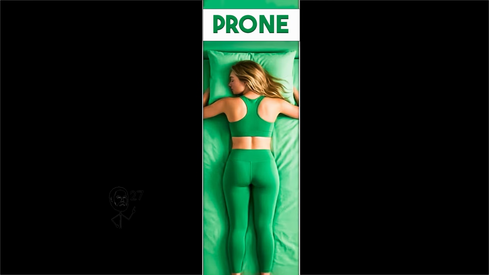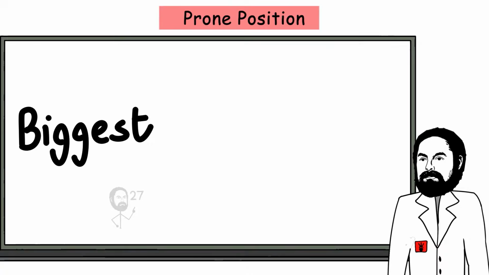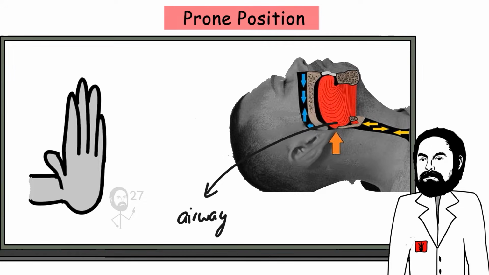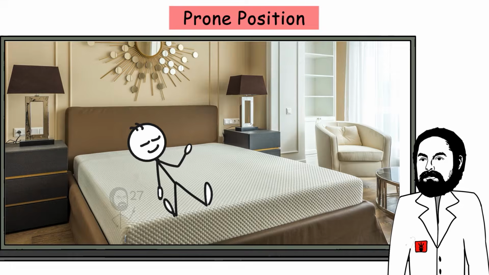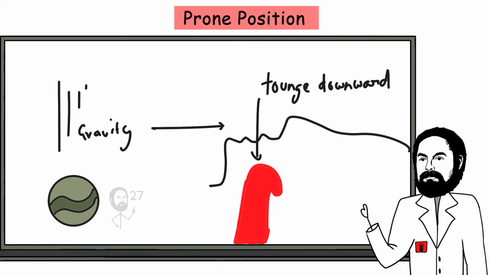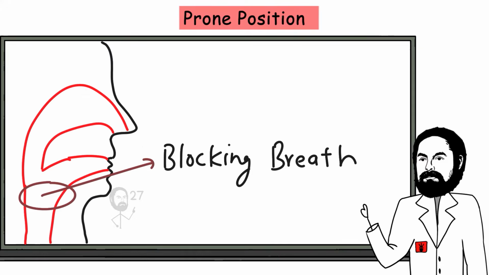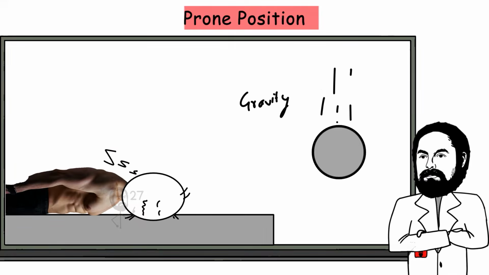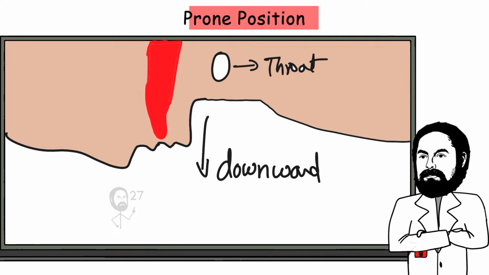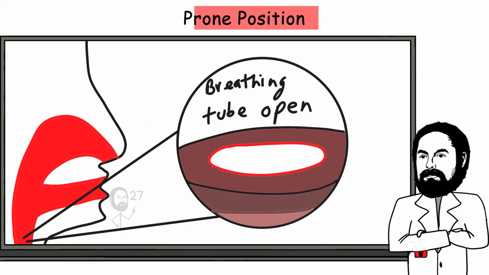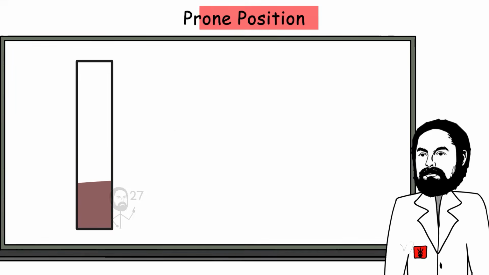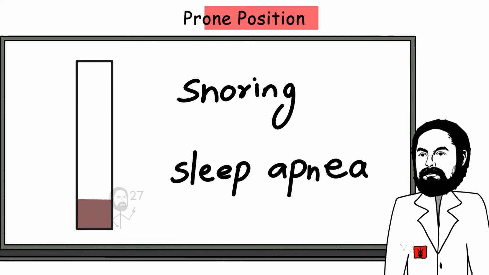Prone position. The biggest advantage is the prevention of airway collapse. When you lie on your back, gravity pulls your tongue and throat tissues downward, often blocking your breath. In the prone position, gravity pulls these tissues forward and away from the throat. This naturally keeps the breathing tube open, significantly reducing snoring and obstructive sleep apnea events.